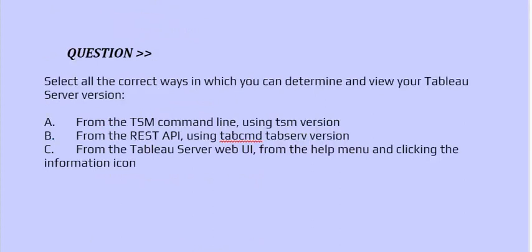Next question is select all the correct ways in which you can determine and view your Tableau server version. Option A, from the TSM command line using tsm version. Option B, from the REST API using tabcmd tabserver version. Option C, from the Tableau server web UI from the help menu and clicking the information icon. Correct answer is option A and option C.